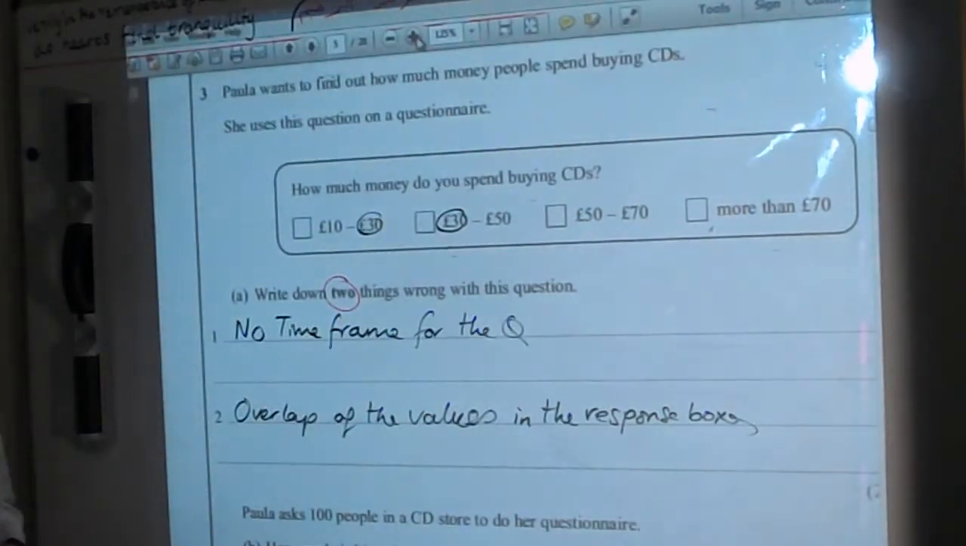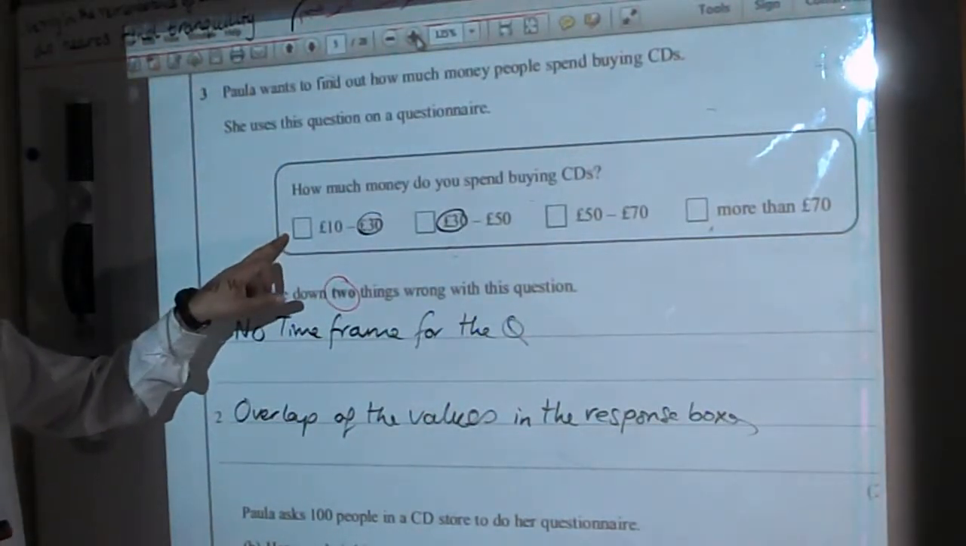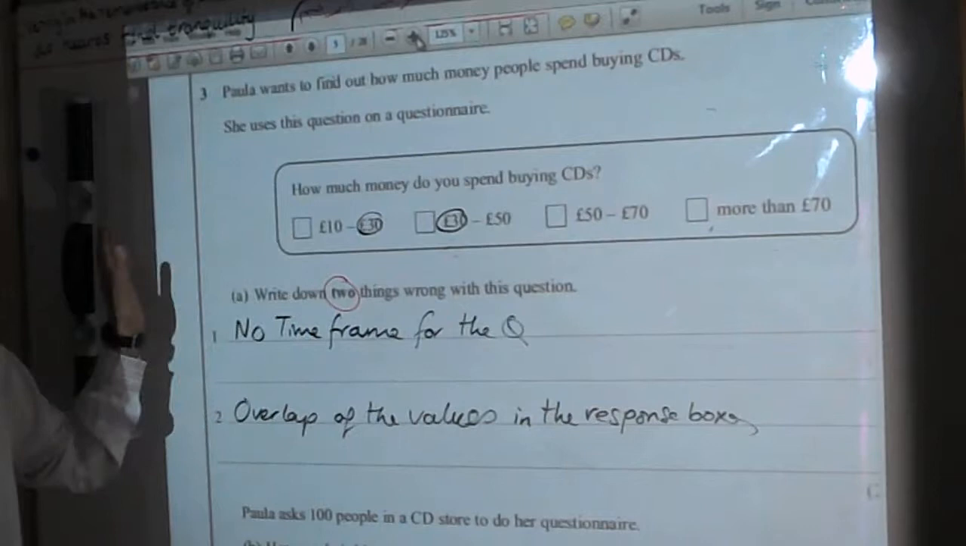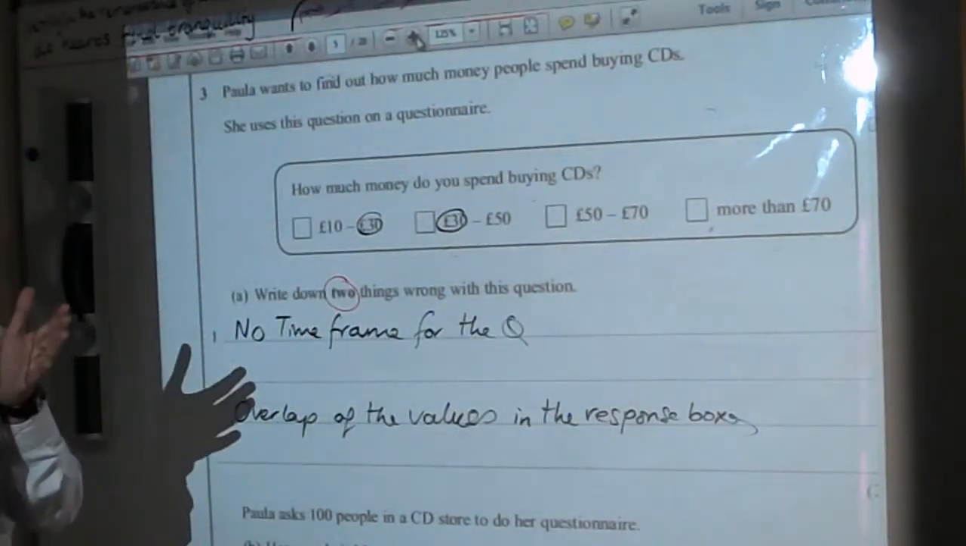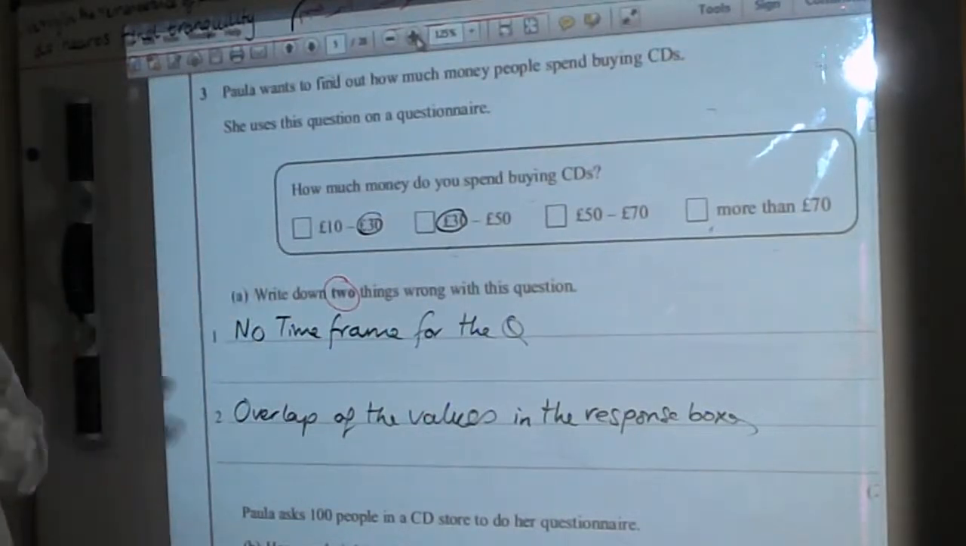Okay, are we happy with those 2 possibilities? What else could you write down as well? Another possible answer: no boxes under £10. So your answer is not exhaustive. It's not an exhaustive list, and it doesn't cover everything. So what happens if you spend less than £10? Where do you put that answer? So that could be a third possible answer.